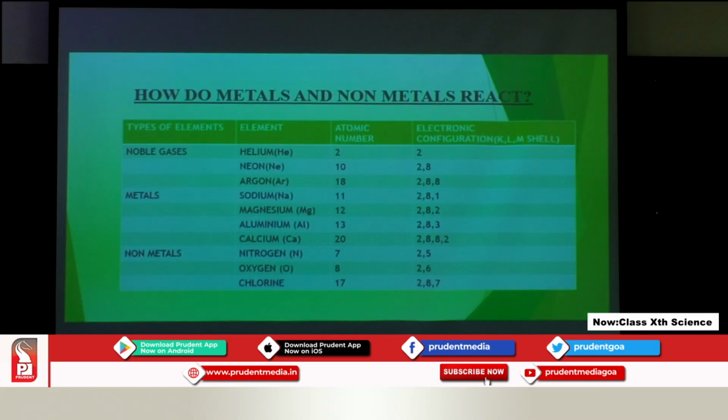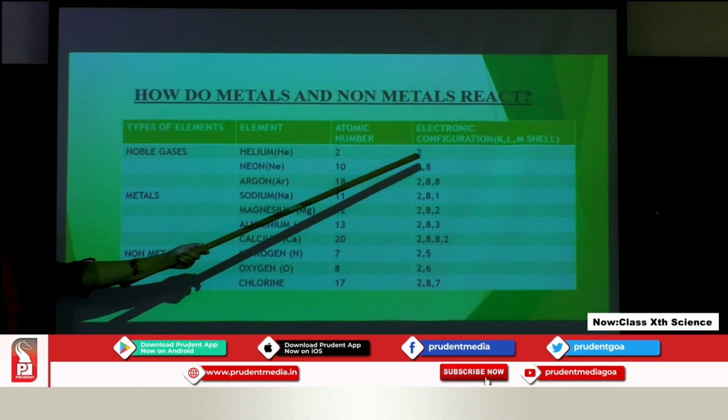For this we have to see the electronic configuration. Electronic configuration means what? Filling of electrons in different shells. So, here we are dealing with the 3 shells, K, L and M. We have taken different types of elements. So, the first is helium. The shell is completely filled. In the K shell there are a maximum of 2 chairs. 2 chairs for whom? For the electrons. So, here the 2 chairs are completely occupied.